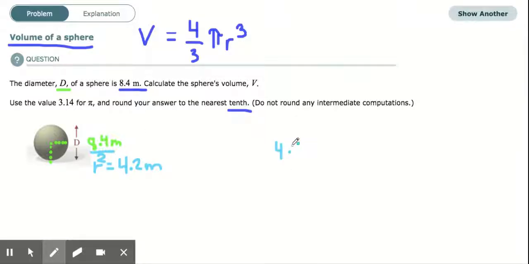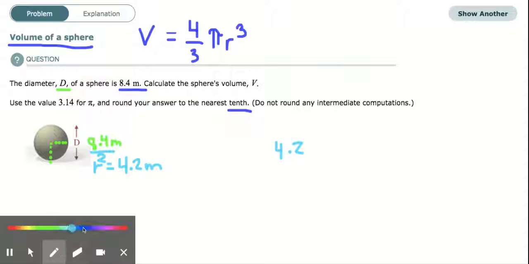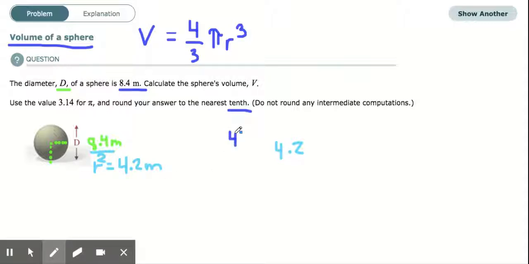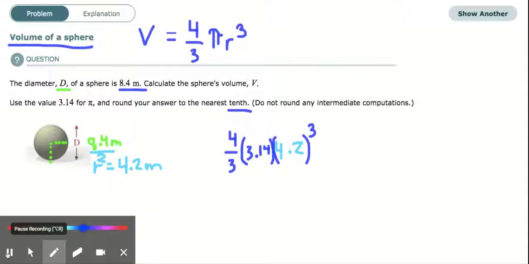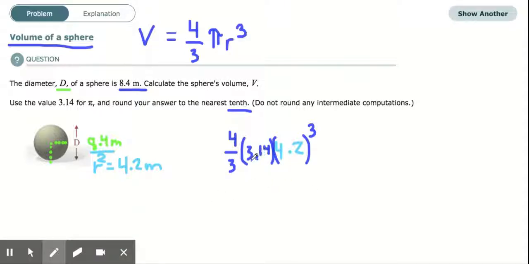So we're going to do 4.2, and everything else will stay the same. 4/3 times pi, which is 3.14, and then times 4.2 cubed. Now here, it's really important that you're actually using the order of operations, right? The correct order of operations. So the first thing we're going to do is evaluate what's inside the parentheses, right? But if you'll notice, there's nothing to actually do in the parentheses. There's no operations. So then we move on to exponents.